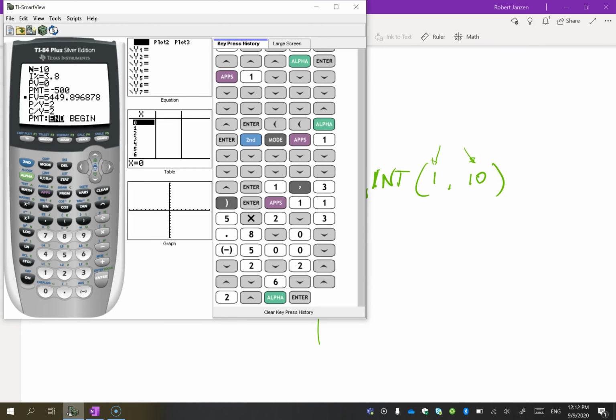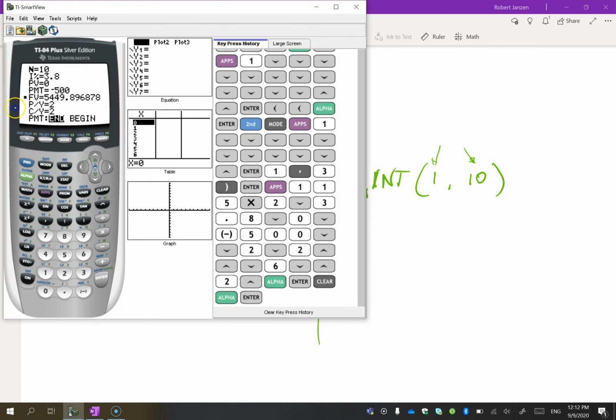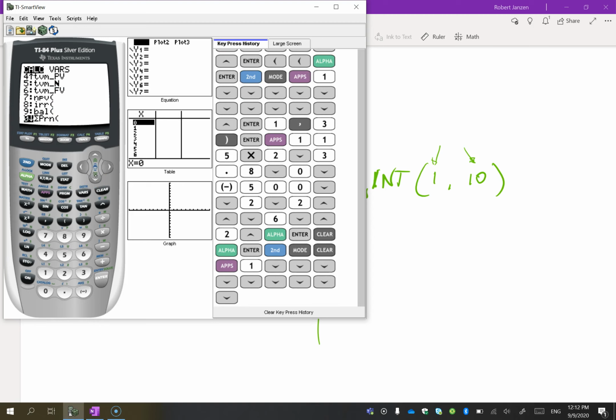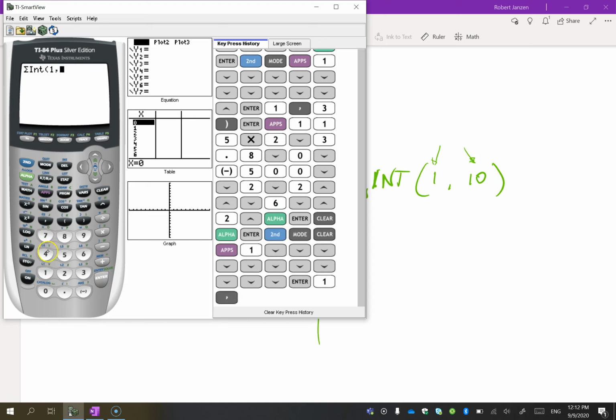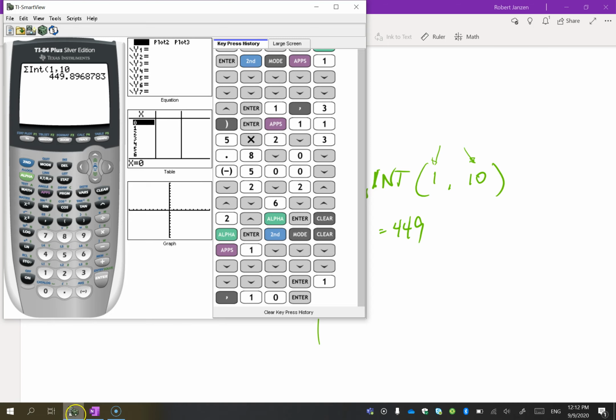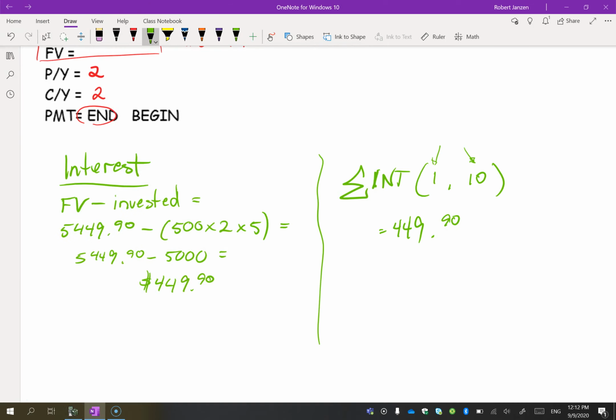Okay, so how do I do that? Well, don't touch the screen. Let's just clear it. Oops, sorry, not clear it. I meant quit it. So we're going to get out of there. Then we're going to go to Apps, Finance, but not TVM Solver. We're going to go look for the interest key. There it is. And then let's go 1, 10. So doing it this way, we get $449. And look at that. It's the same, 90 cents. All right.